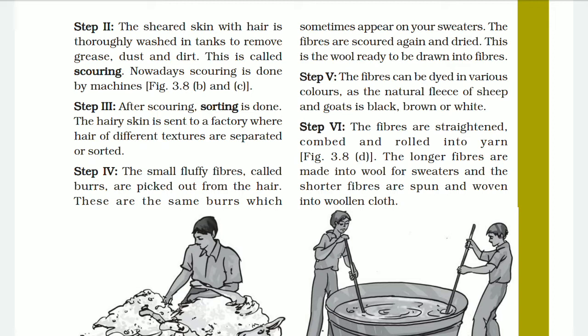In step five, the fibers can be dyed in various colors, as the natural fleece of sheep and goat is black, brown or white. Step six, the fibers are straightened, combed and rolled into yarn. The longer fibers are made into wool for sweaters and the shorter fibers are spun and woven into woolen clothes.